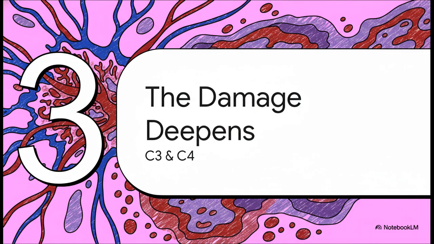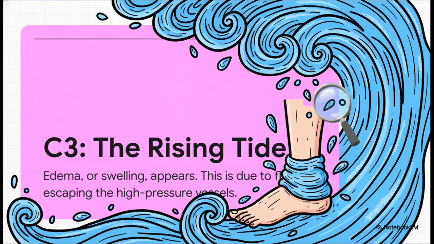As we keep climbing, the consequences of all that high pressure start to get more serious. The story isn't just about visible veins anymore. Now we're talking about actual damage to the tissues around them. At C3, the pressure inside those veins gets so high that fluid actually starts to leak out into the tissue. It's just like a rising tide. And this causes edema, or swelling. You'll usually see it at the ankle, and it almost always gets worse as the day goes on.